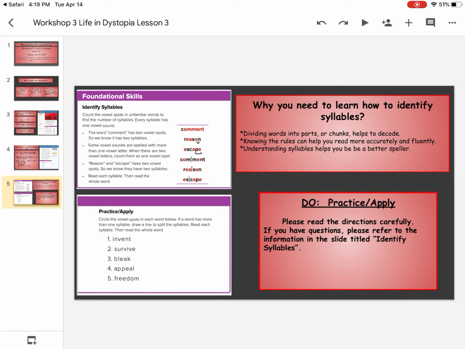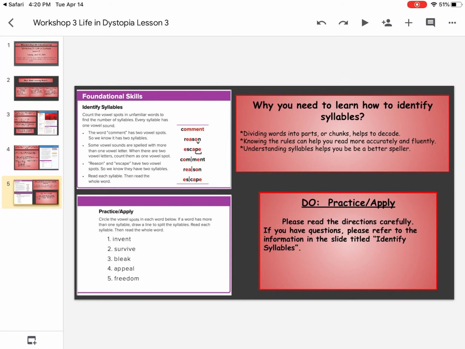We know that some vowel sounds are spelled with more than 1 vowel letter. When there are 2 vowel letters, count them as 1 vowel spot. Now, if we look at the word reason, I'd like you to circle the E and the A, and then circle the O. I want you to also look at the word escape, and we're going to circle the letter E, A, and E. Okay. Reason and escape have 2 vowel spots, so we know they have 2 syllables.